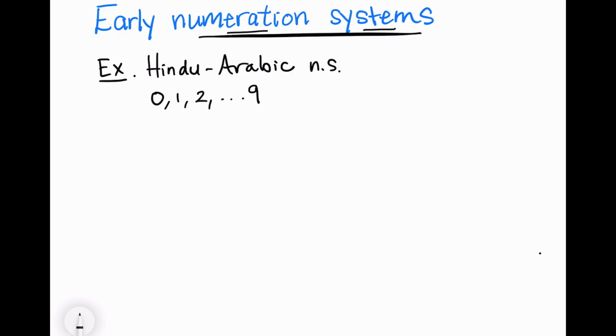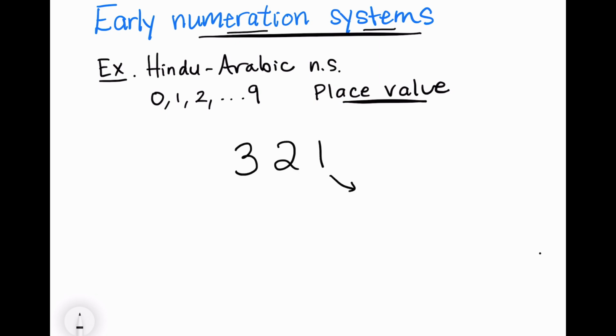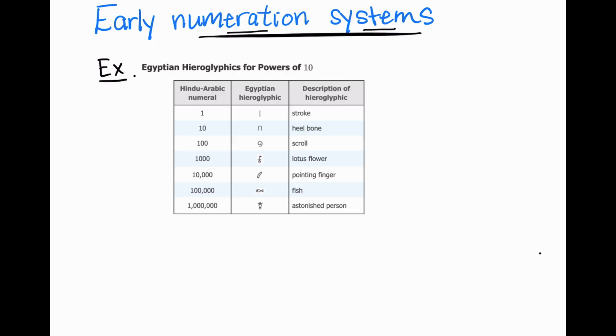And we use this together with place value. So that's the method of arrangement. For example, if you have the number 321, we know that the location of the 1 in the ones place means it represents 1. The location of the 2 means it represents 20, and the location of the 3 in the hundreds place means it represents 300. So this is 321.